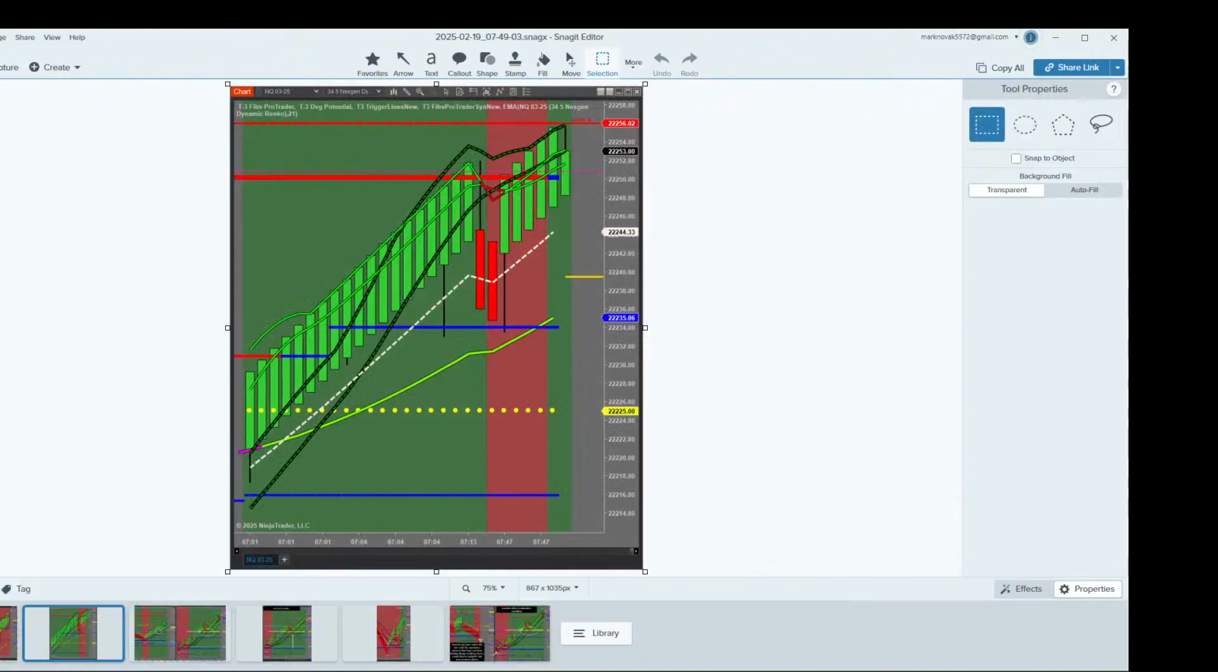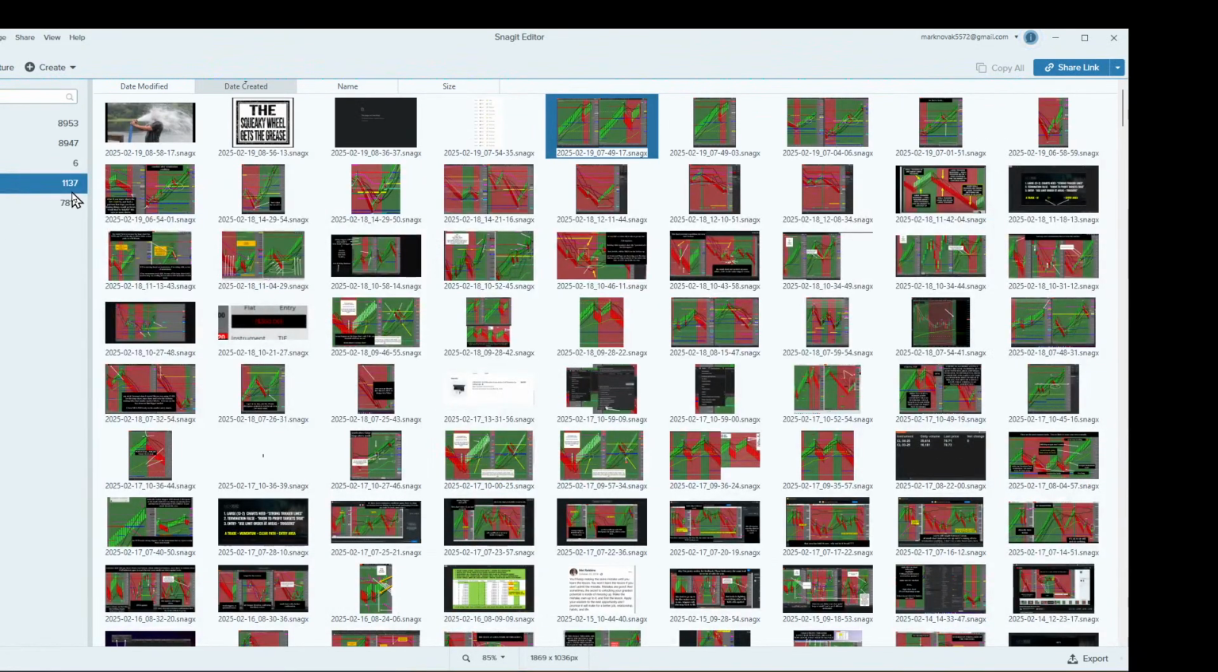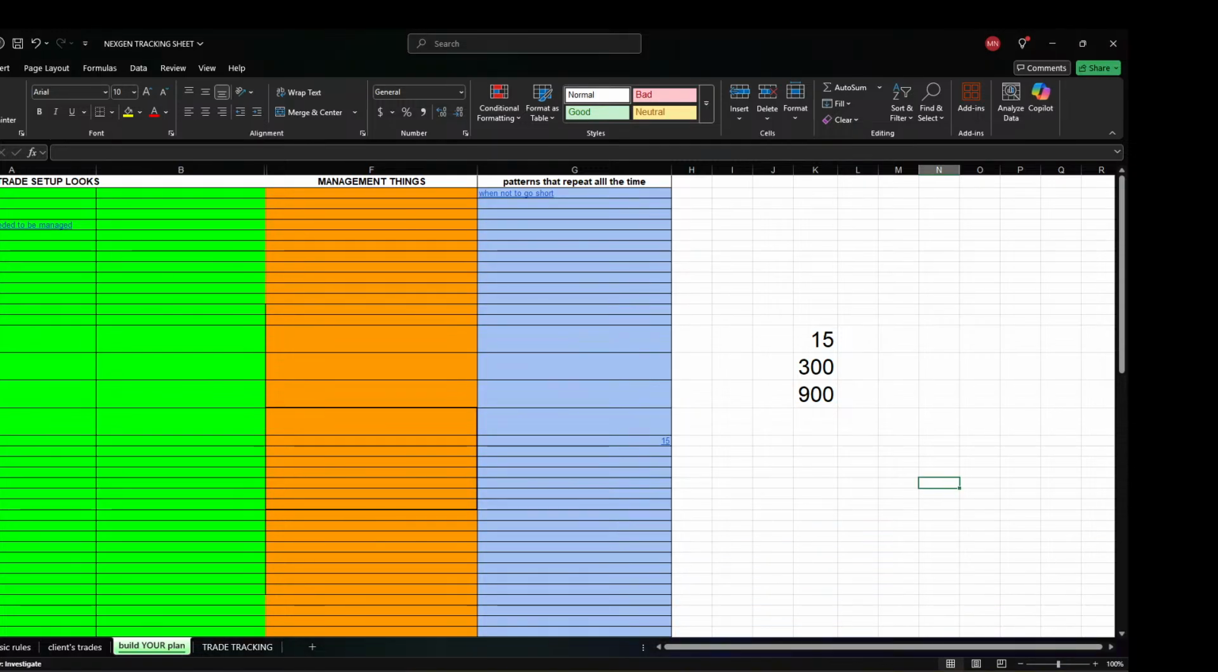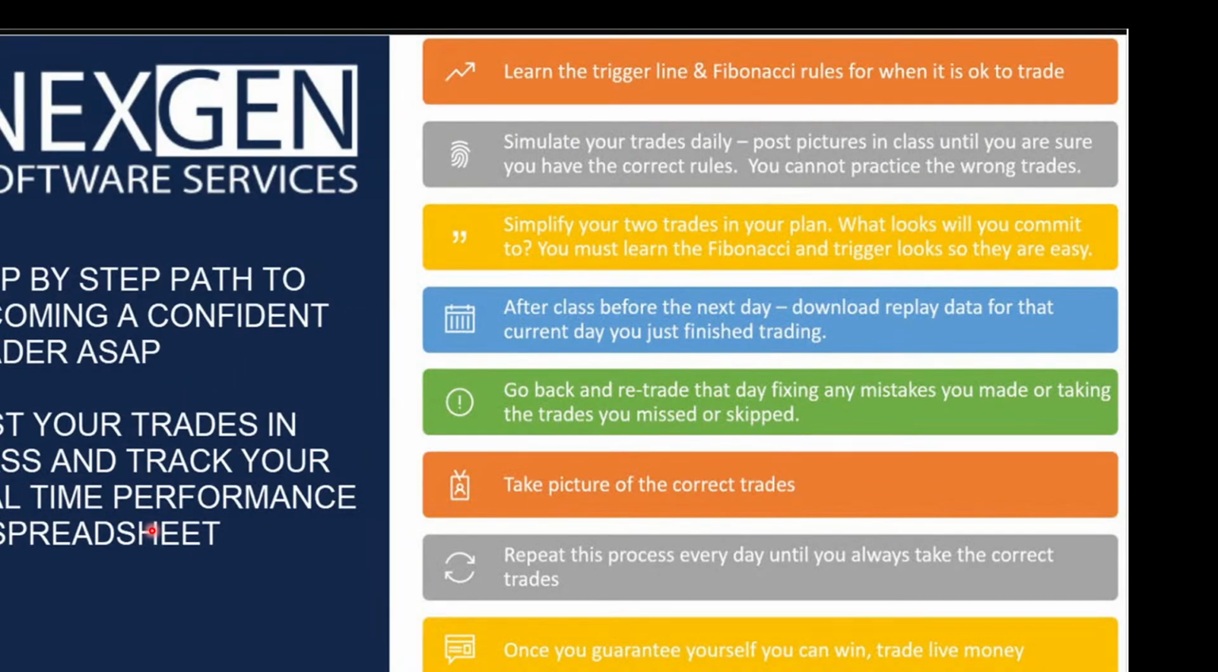And if you look at my totals, I'm at 1,137 pictures, and it is the 19th of February. That's my 2025 count right now. I'm well over 1,100 pictures. And I've been doing this for a long time. I take pictures every day. I annotate pictures every day. The more pictures you take, guys, the quicker you're going to get to where you want to be.